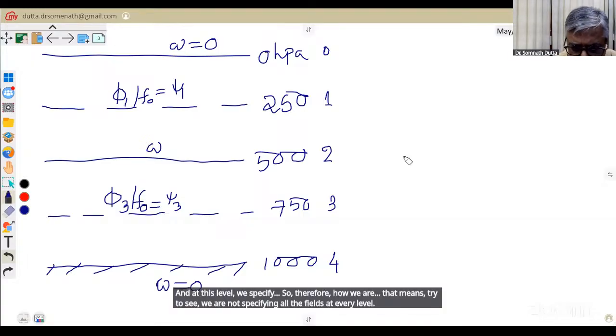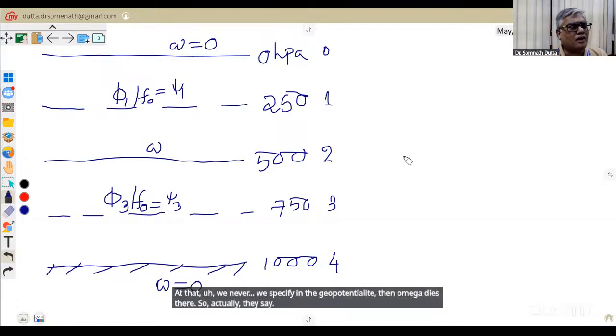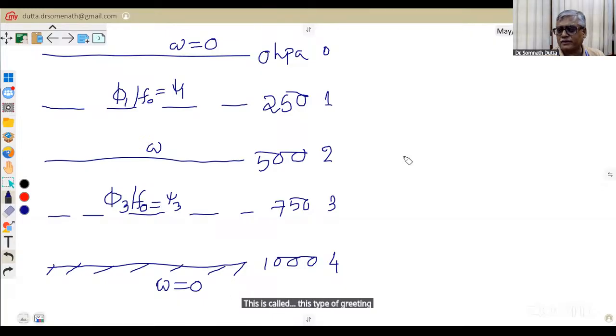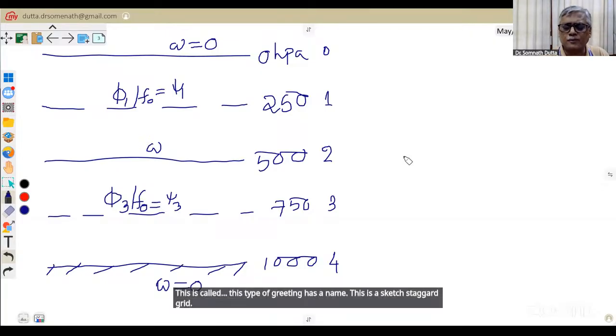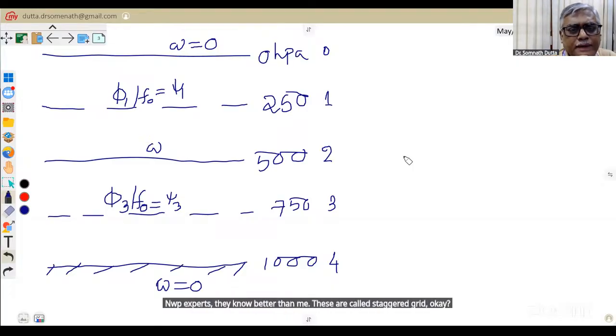At the lower level, we are specifying only omega. At the second level, we specify the geopotential height, then omega. This type of gridding has a name. This is a staggered grid. NWP experts know better than me. These are called staggered grids. Okay, so now what happened?